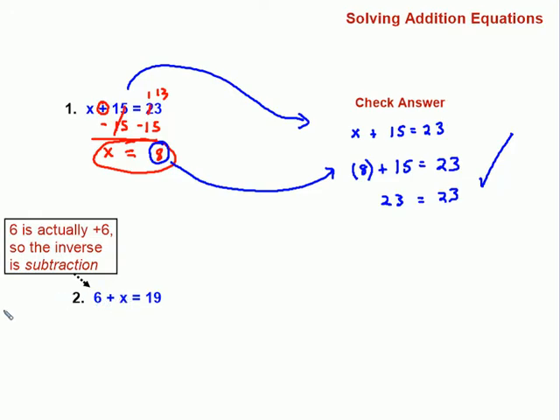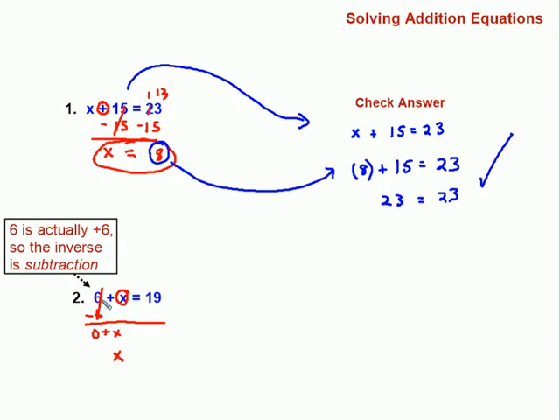We still want to get x all by itself. Still want to have x isolated and all by himself. To do that, since we have a plus 6 here, we're going to subtract 6. If we have 6 on this side, we need to subtract it and get rid of it. That leaves us with 0 plus x, or really just x.